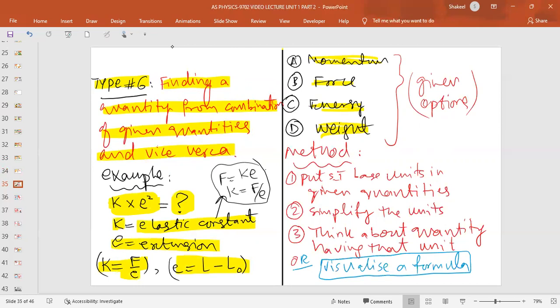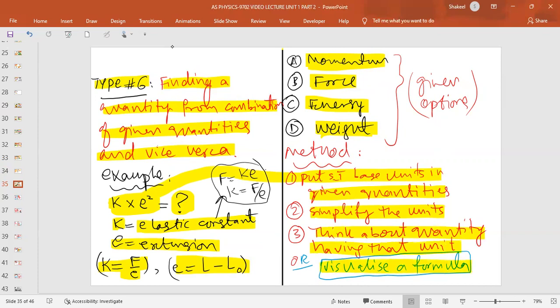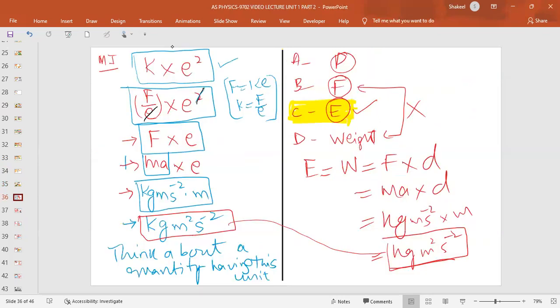The options are momentum, force, energy, and weight. So these are the given options. You have to see that the product of K and E square is equal to which of these quantities, whether it is momentum, force, energy, or weight. So what is the method to solve such type of questions? You have to put the SI base units in the given quantities like K, E square. Just put the SI base units, simplify the units, and think about the quantity that has that unit. Or you have to visualize the formula, that if you know the formula in which K E square is coming, you can straight away give your answer as that.